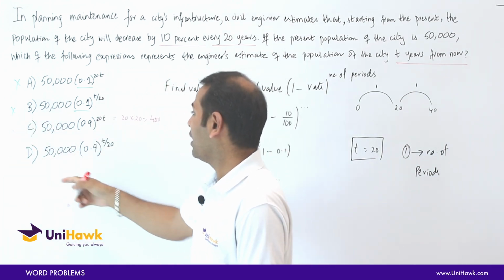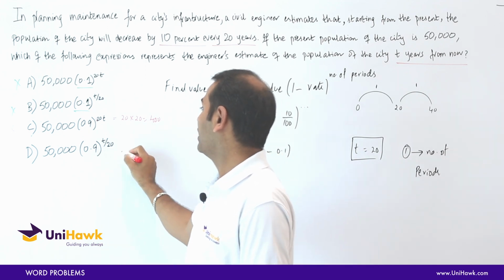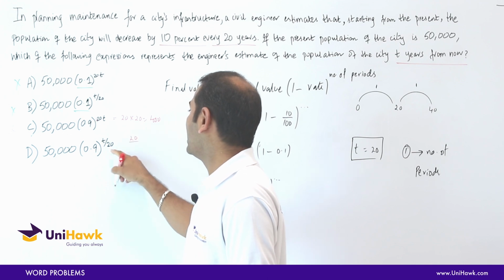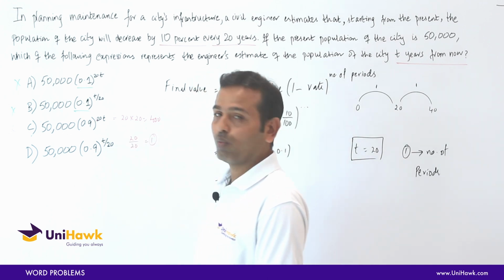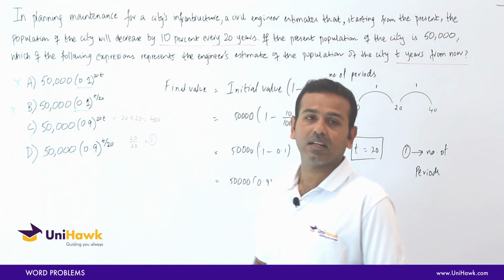And option B, anyways, this is the only option left out. We can actually select this, but let's give it a try. So t is what? 20. 20 divided by 20 gives you 1. So if you observe, this power is 1, period is 1. So this is the only option matching. So we can say answer is option D.